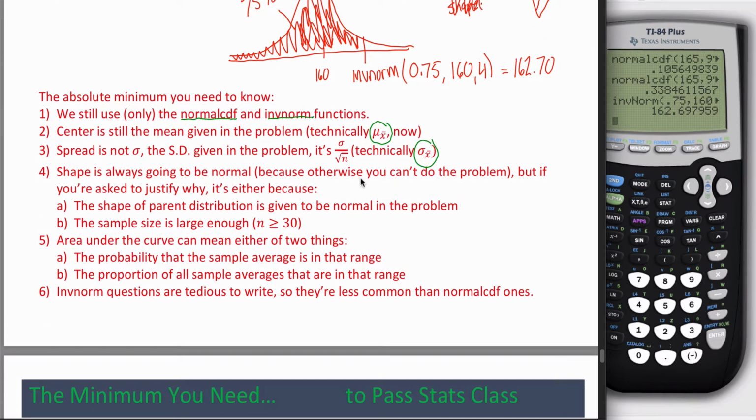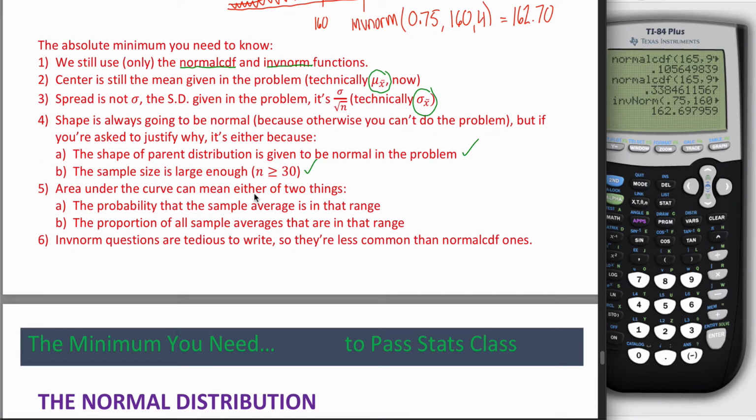Shape is going to end up being normal because otherwise you couldn't do the problem in the first place. So your teacher is going to contrive this problem to make sure that the shape is normal. Has to be. But you'll likely be asked to justify why it's normal. And there's 2 different reasons for why it'll be normal. One or the other will always happen.